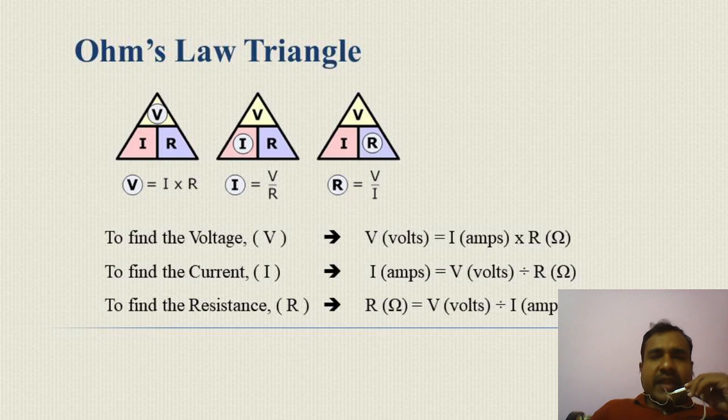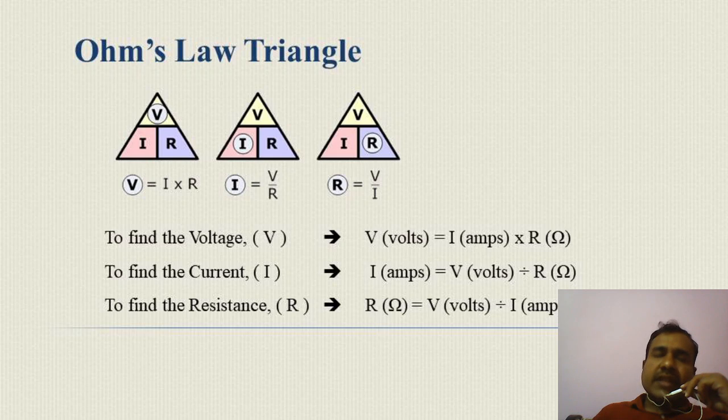So in this triangle I have taken three quantities, that is voltage, current and resistance. Voltage has been placed at the top corner and current and resistance have been placed at the bottom. Now if I want to find out voltage, from Ohm's law I got that V is equal to I into R. How can you find it from this triangle?